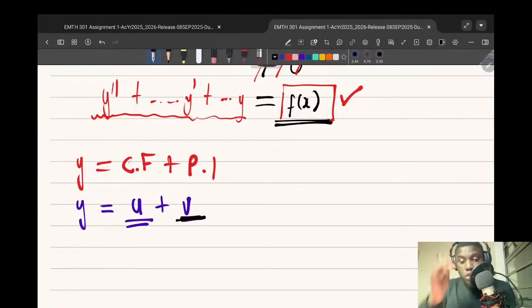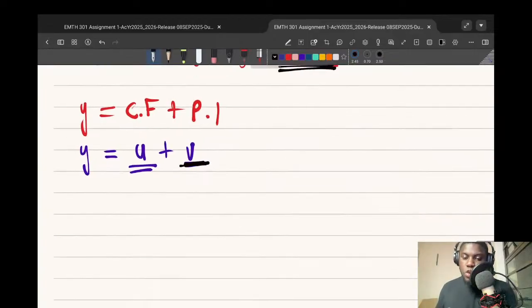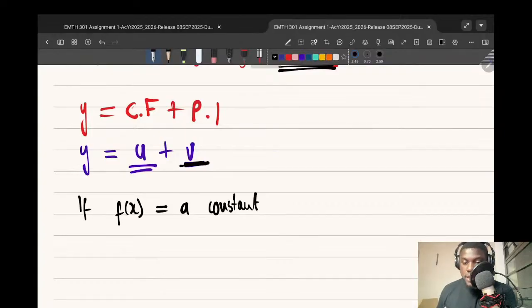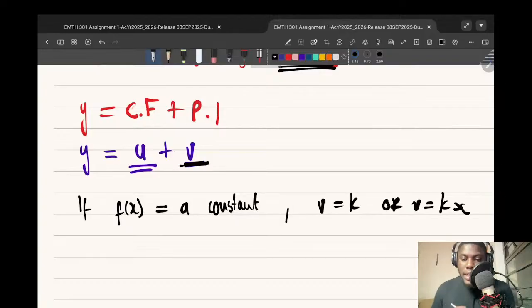First of all, you are going to need to know the versions. So if f of x is equal to a constant, then you must know that your v will be k or your v will be kx. So guys, if f of x is equal to a constant, for v you're going to put k, not a number. You actually put k. Or you're going to put v is equal to kx. When do I use v is equal to kx?